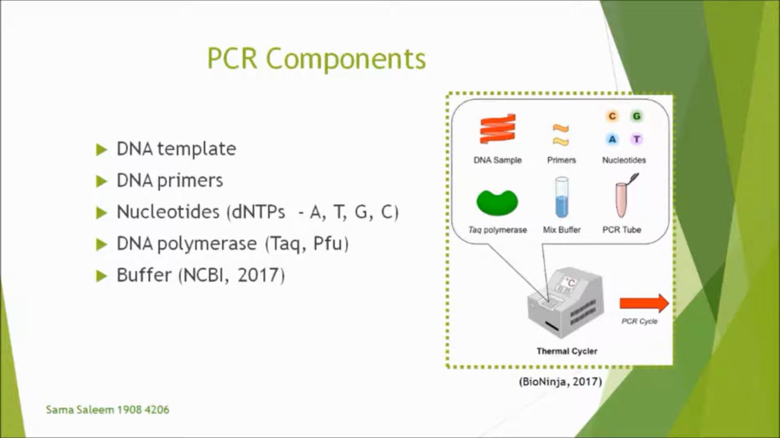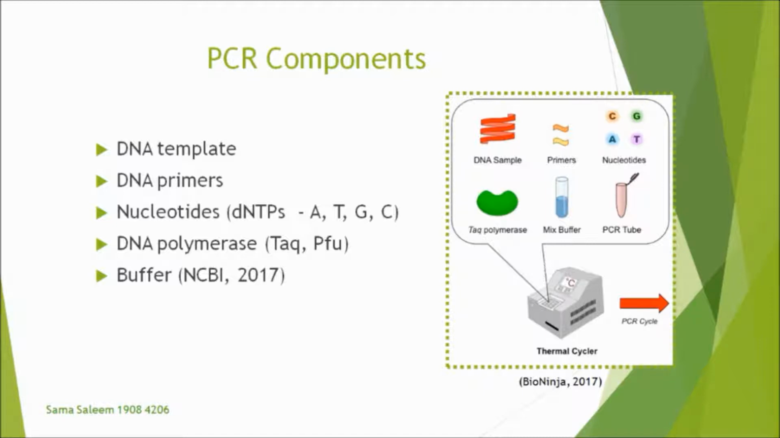PCR requires a DNA template which has the target sequence, as well as DNA primers, which are short pieces of single-stranded DNA complementary to the target sequence. Next are nucleotides, specifically called deoxynucleotide triphosphates, or for short, dNTPs. And these are the single bases that are the building blocks of the replicated DNA strands. They are adenine, thymine, guanine, and cytosine.